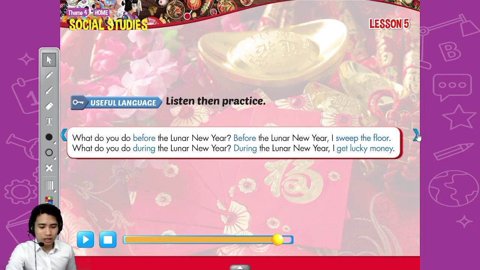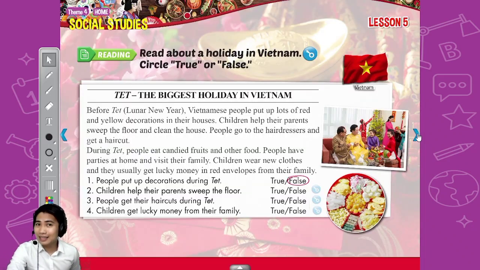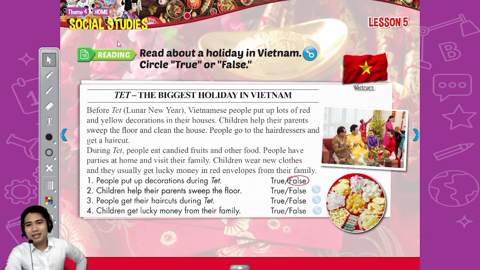Okay, so let's proceed to your reading activity. This time I want you to read about a holiday in Vietnam. Then we are going to circle which one is true or false. If the sentence is false, you circle false. If it's true, circle true. So now let's read together this holiday in Vietnam.